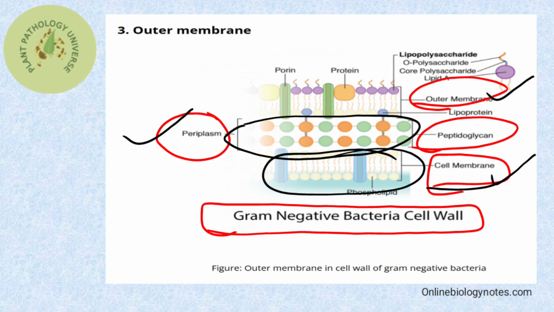Third and a new type of region in case of your gram negative cell wall is the outer membrane. Now this outer membrane will consist of an important compound which is known as lipopolysaccharide. Now what is the main role of this lipopolysaccharide in this gram negative bacterial cell? Basically, if we compare the gram positive and gram negative bacteria, most of the plant diseases are caused by your gram negative bacteria, right? So this gram negative bacteria have this lipopolysaccharide which will have the antigenic properties.